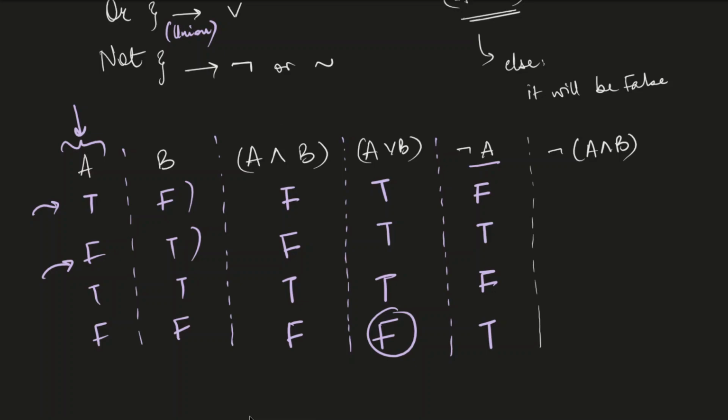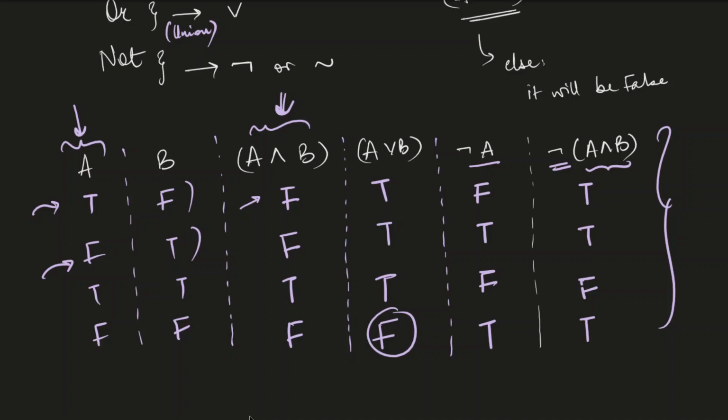The next case is the negation of A and B. Now, it does not make sense to calculate A and B again when we have already calculated it right here. So let's just use this and find the negation of whatever this is, right? So if A and B is false, negation of A and B will be true. If it's false, it'll be true, false here, and true here. Perfect. So that's what you have for negation.